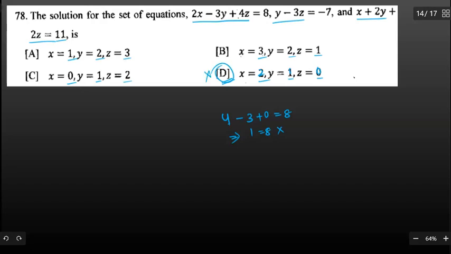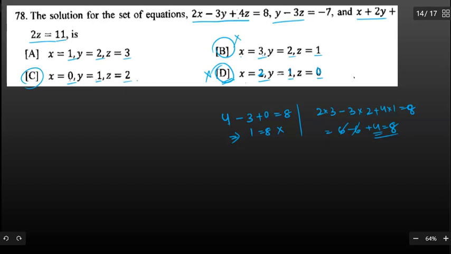x is equal to 3, y is equal to 2, z is equal to 1. Let's put it in this equation. So 2 into 3 minus 3 into 2 plus 4z, 4 into 1. Does it satisfy? 2 into 3 is 6, minus 6 plus 4 is equal to 8. So 6 minus 6 gets cancelled, 4 equals 8. So this is not possible. B is cancelled. Let's check C.